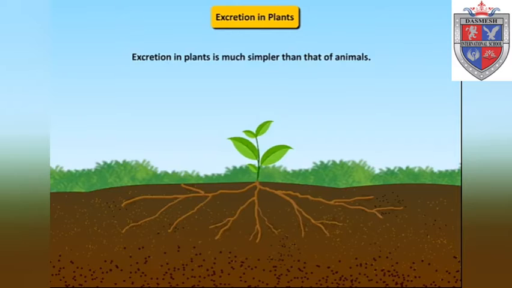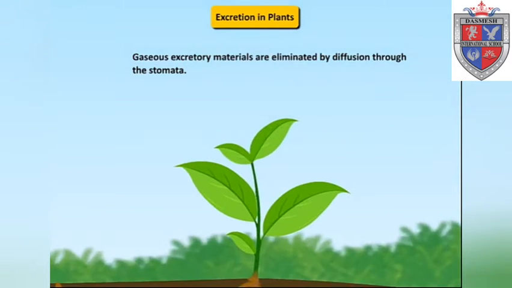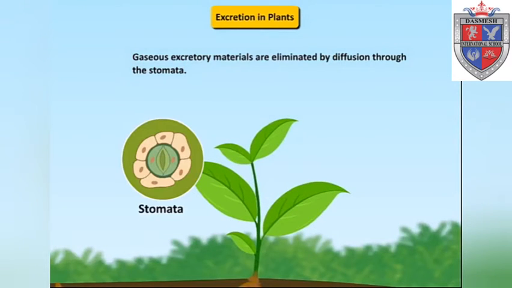Excretion in plants is much simpler than that of animals. Plants do not have any special organs for removal of waste. Gaseous excretory materials are eliminated by diffusion through the stomata.